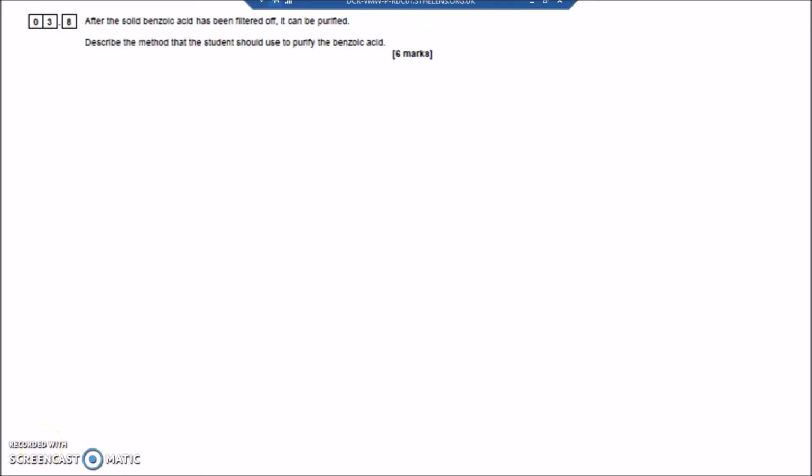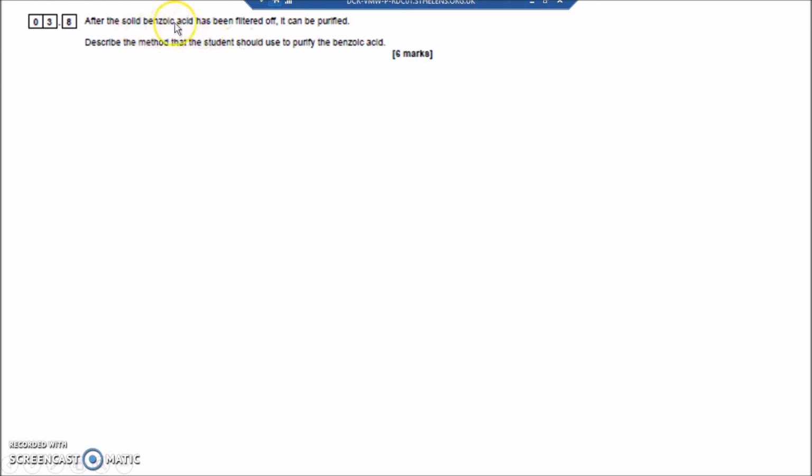Question 3.8. After the solid benzoic acid has been filtered off, it can be purified. That's a process called recrystallization. Now, it's a common kind of question, and yet people lose marks again and again because they forget some of the 6 marks. It's the same question again and again, and the process is the same throughout.